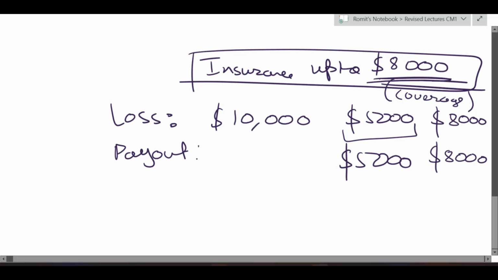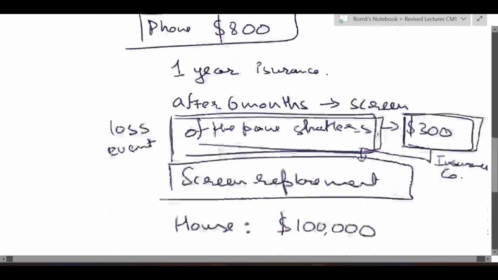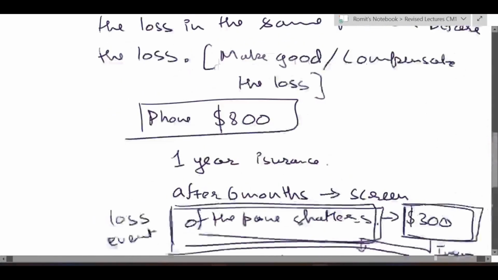Okay, that's the point. But in the case where your loss is $10,000, the insurance company won't be able to make your loss completely good, because your coverage is only up to $8,000. So you'll be paid $8,000. So in these three cases, this is the cover that you will receive, or this is the payout or the benefit that you will receive. Okay, fine. So these are both examples of a general insurance contract.